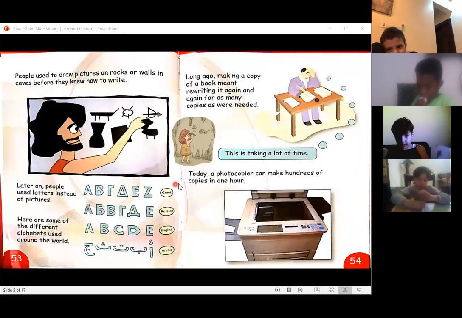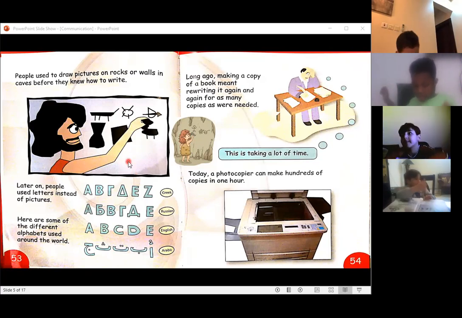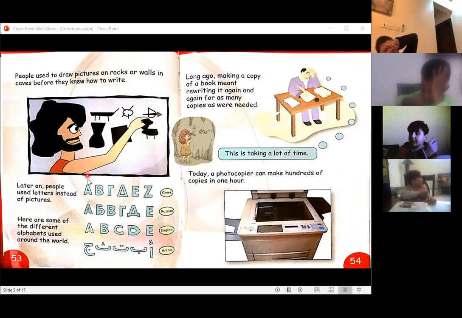Now here in this picture, you see how the old age people used to write. They were not able to write like us. Before they knew how to write, people used to draw pictures on the rock or a wall in the cave. They drew different pictures on the wall or stone to let others understand what they were trying to say. Later on, people used letters instead of pictures.